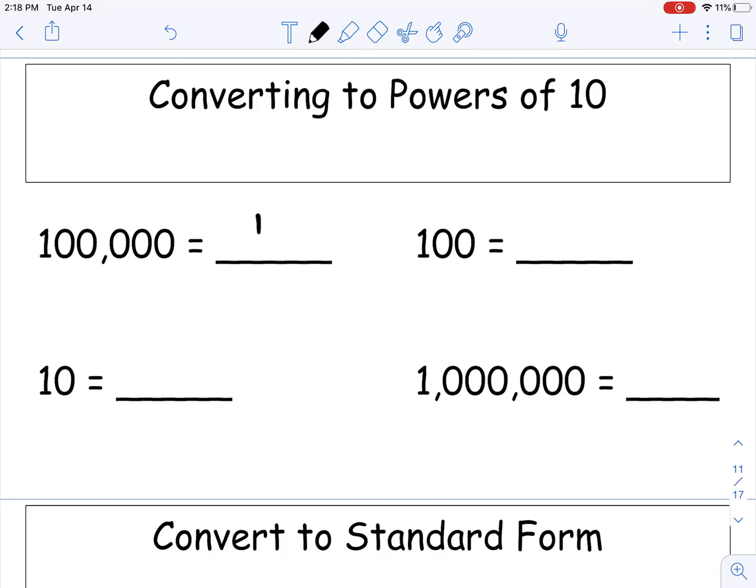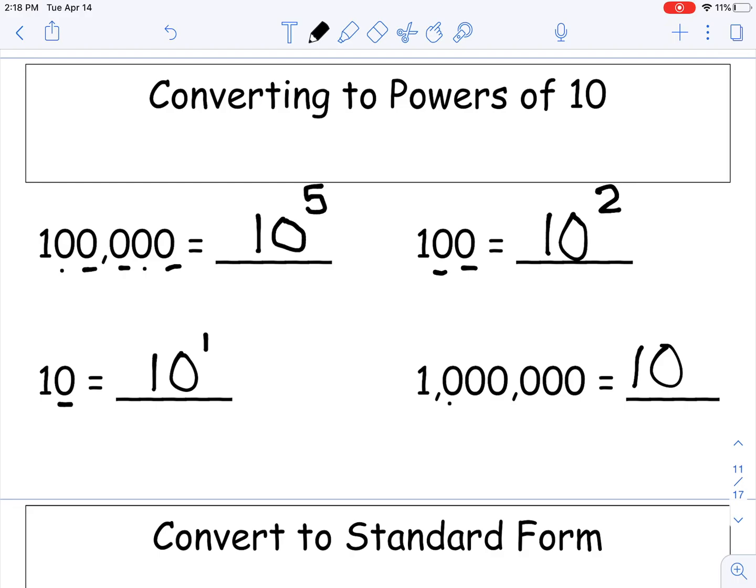So for example, this first one, we always have 10 as our base, and then you count the zeros, 5 zeros, so my exponent's going to be to the 5th power. Again, 10 is my base. To get my exponent, I count those zeros, so 10 to the 2nd power, or 10 squared. 10 is my base, 1 0, so 10 to the 1st power. 10 is my base, 1 2 3 4 5 6 0, so 10 to the 6th power. So that's taking standard form and converting it using powers of 10 to write those base numbers of 10 and then the exponent.